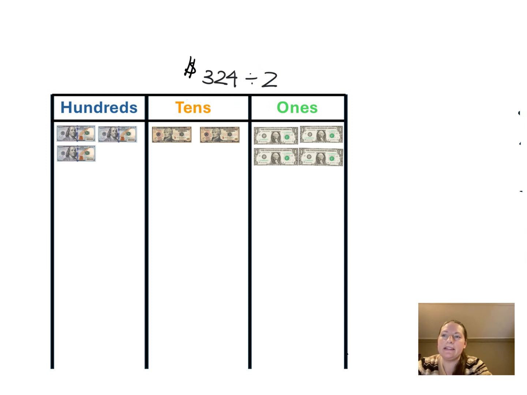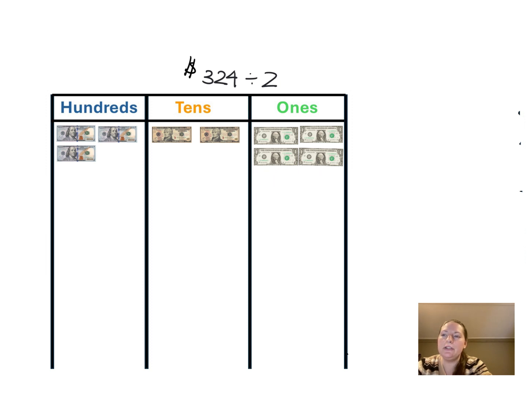This represents what Jessica and I want to do. And I represented this in the place value chart that you see here. So in our hundreds place, we have 3 $100 bills. In our tens place, we have 2 $10 bills. And in our ones place, we have 4 single ones.